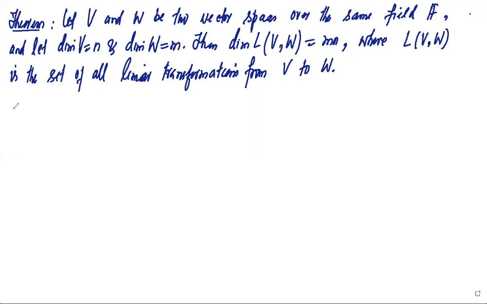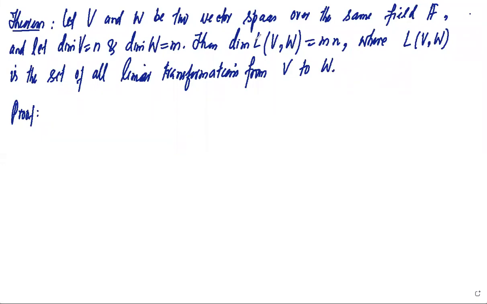So now let us do the proof. The proof is not actually difficult. Now what do we have to prove? We just have to prove that the dimension of L(V, W) is equal to m into n. And in proving that the dimension is equal to m into n, it means that we need to find a linearly independent subset from the set of all linear transformations from V into W. Then the cardinality of that linearly independent set must be equal to mn, and it should span the whole L(V, W).